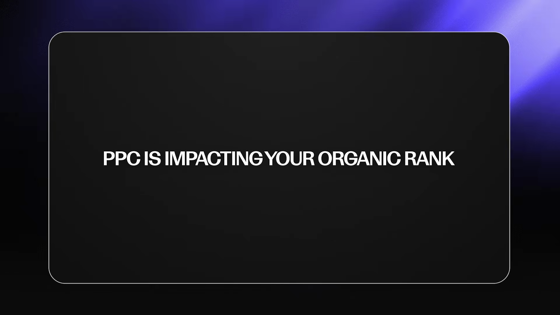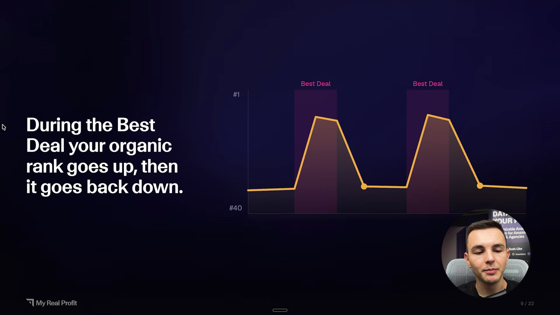Now, in this case, we know that we need to fix relevancy and fix click-through rate first. So this is what you need to do when your PPC is impacting your organic rank. Another thing that you might see is that your organic rank is also growing during the best deals. You know why? It's because your relevancy goes up.